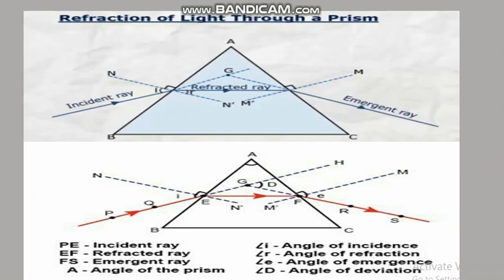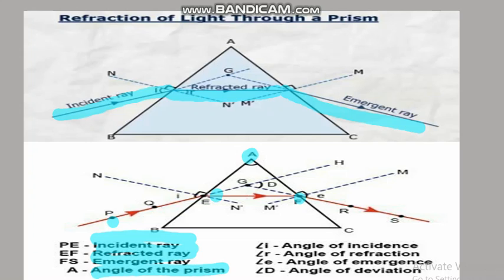Student, this is refraction of light through a prism. See this? It is an incident ray and it refracts into the prism. After refraction, it becomes an emergent ray. So, from P to E, this shows the incident ray. From E to F shows the refracted ray. F to S shows the emergent ray. And this A shows the angle of the prism. So, the dotted lines show angles.